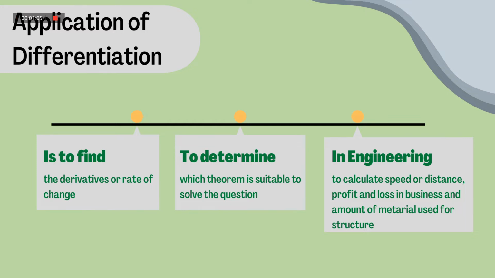Application of differentiation is to find the derivative or rate of change to determine which theorem is suitable to solve the equation. In engineering, to calculate speed or distance, profit and loss in business, and amount of material used for structure.